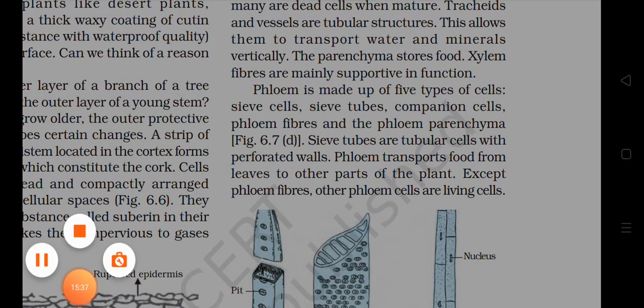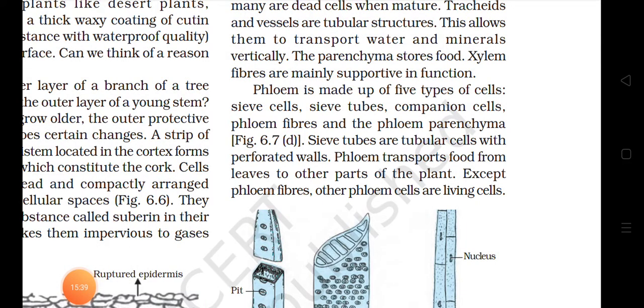The main function of phloem is to transport food. Food is prepared in the leaves, and the food is transported to each and every part of the plant. It is known as bidirectional flow.